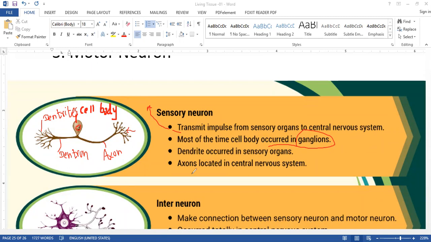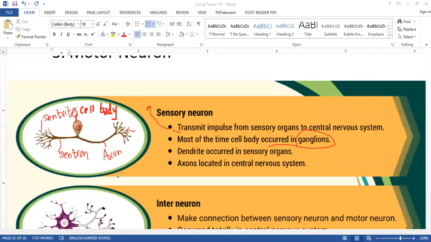The next thing is the axon is located in the central nervous system. This means the axon of this sensory neuron comes to the central nervous system. The central nervous system can be divided into two parts. You know that: the brain and the spinal cord. The brain contains lots of parts. We'll be talking about that in chapter number 6. The brain and spinal cord are where this sensory neuron's axon goes.